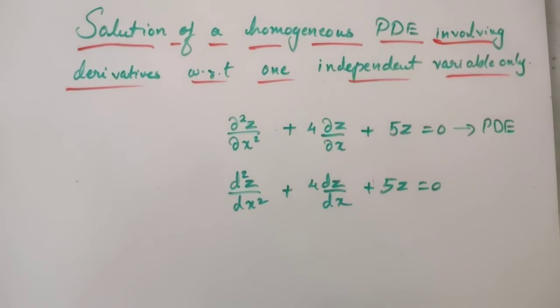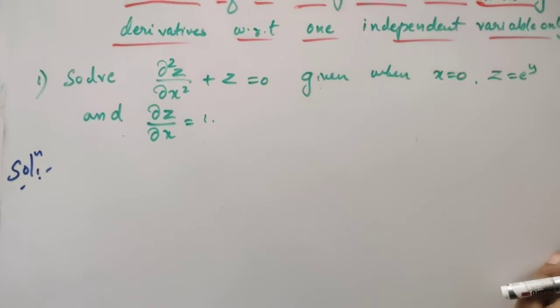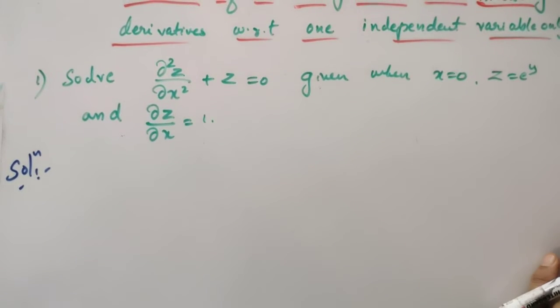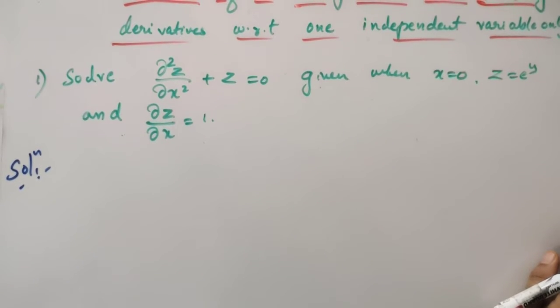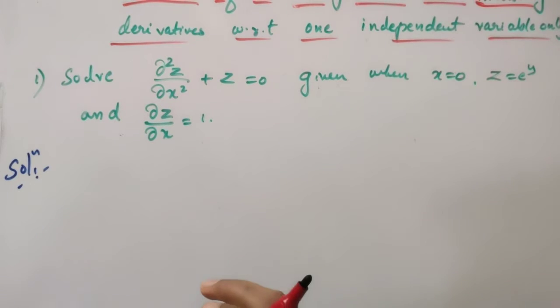Okay, so let's continue with the problems here. Now here is one problem I have brought for you. Solve ∂²z/∂x² + z = 0, given when x = 0, z = e^y, and ∂z/∂x = 1. Okay, let's see how to solve this. Now see, there are partial derivatives of z only with respect to x. So I can treat this as an ordinary differential equation.